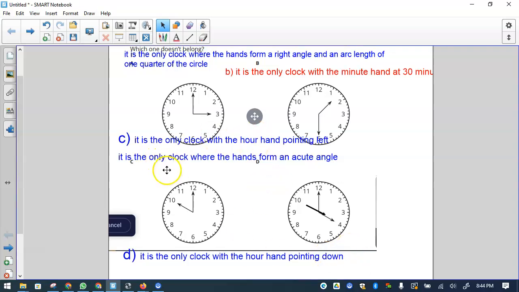So I hope this first part is taken care of. The goal is just to understand what's going on with each clock, what is the meaning of the hour hand and the minute hand, and why each one is different from another one. So let's go to the next.